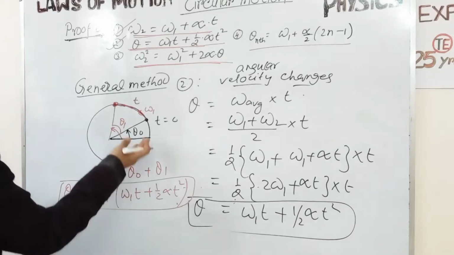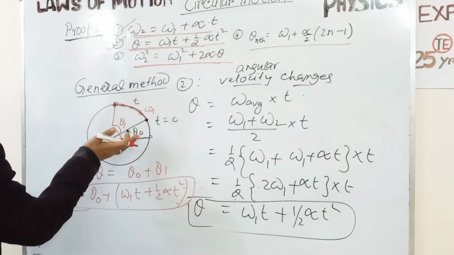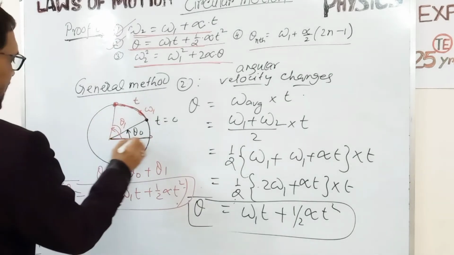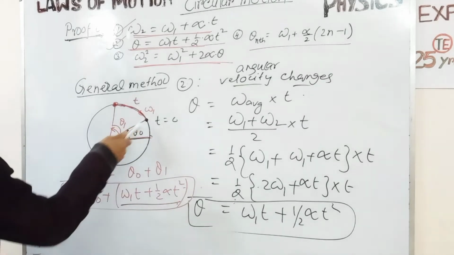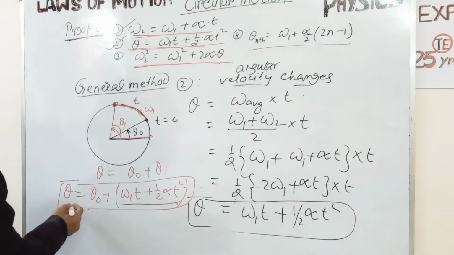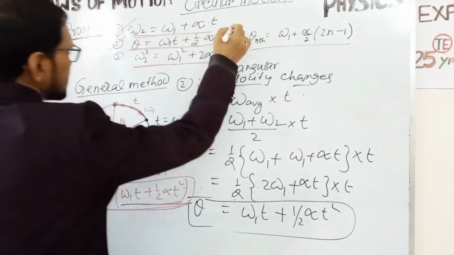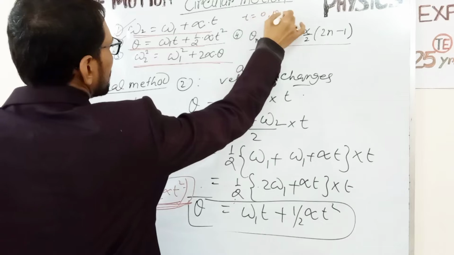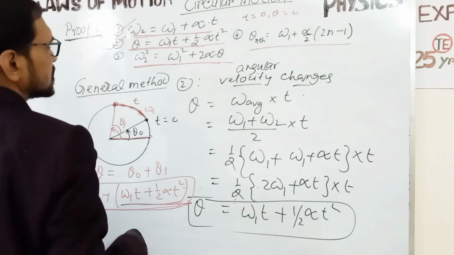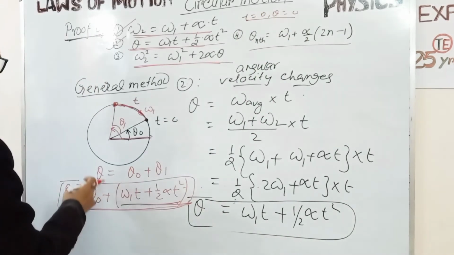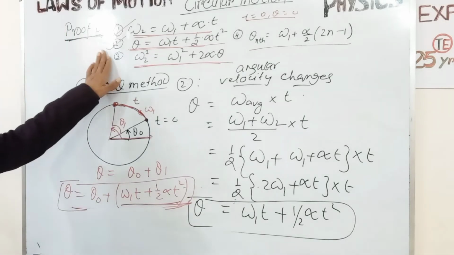If at t equal to 0, theta 0 equal to 0, then we can write this. That is, if the particle starts from the reference line, the line from which the angle is measured, then we can use this. And if initially it has an angular position theta 0, then we can write this. So this is the equation. When t equal to 0, theta equal to 0, the particle starts with angular velocity omega 1. Now if t equal to 0, theta equal to theta 0, then we can write this equation.